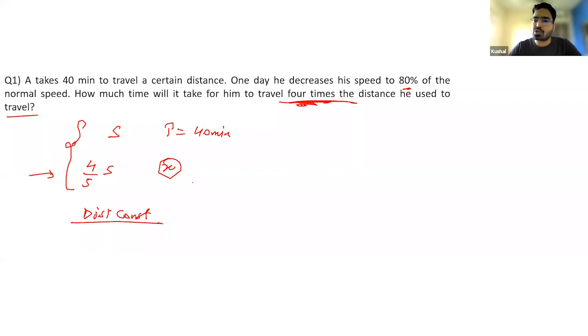So when distance is constant, what do we say? When the distance is constant, the ratio of their speeds is in the inverse ratio of their time periods, TB by TA, correct? What is the ratio of their speeds? So you have S divided by 4 by 5S should be equal to TB by TA. Now, whatever speed you have kept in the numerator, the corresponding time you will keep in the denominator on the other side of the equation.